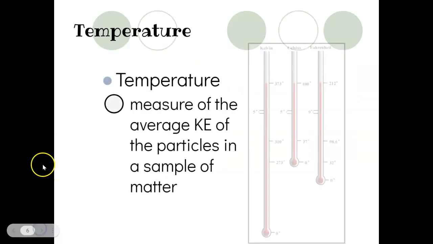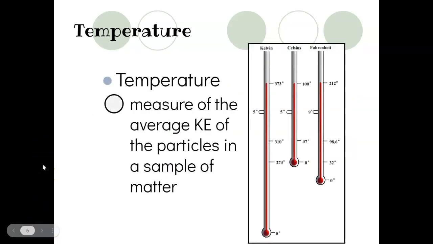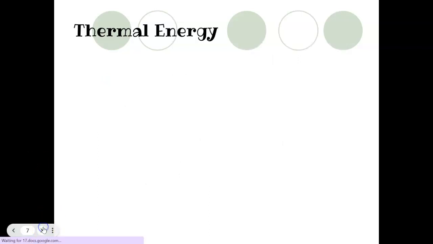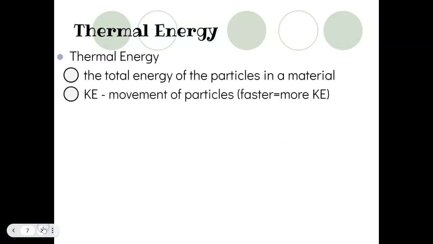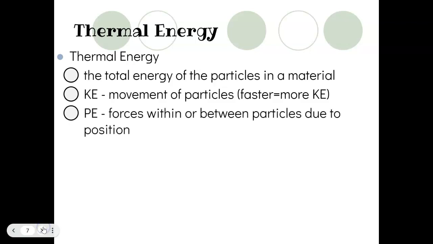Temperature is the measure of the average kinetic energy of the particles in a sample of matter. So the more kinetic energy, the higher the temperature will be. Objects with higher kinetic energy have higher temperatures. Thermal energy is the total energy of the particles in a material. And remember, kinetic energy is the movement of those particles. The faster they're moving, the more kinetic energy they have. The more kinetic energy they have, typically the higher the temperature.